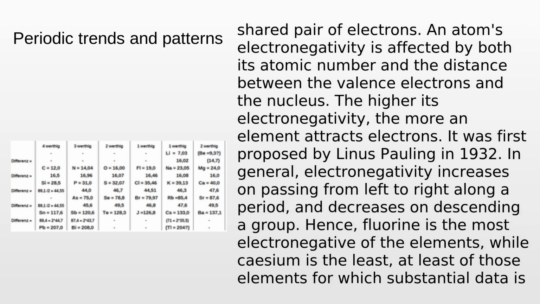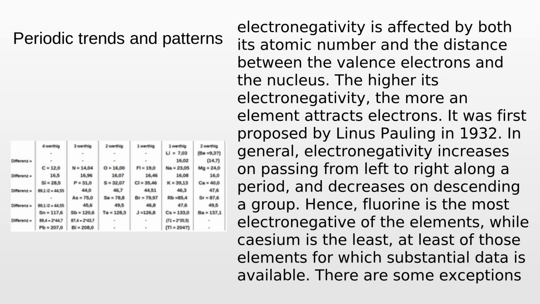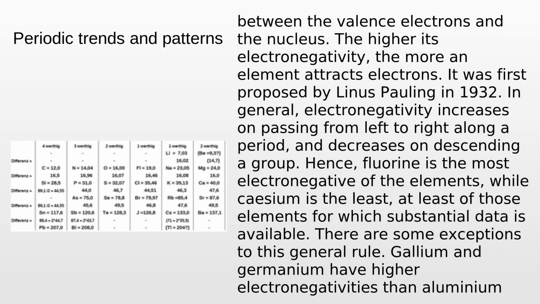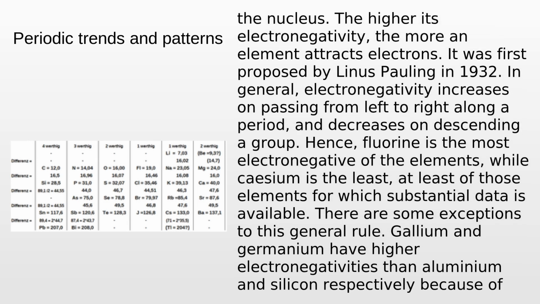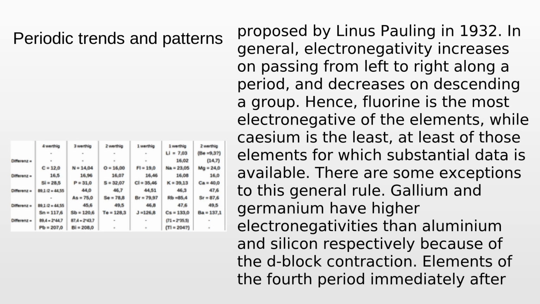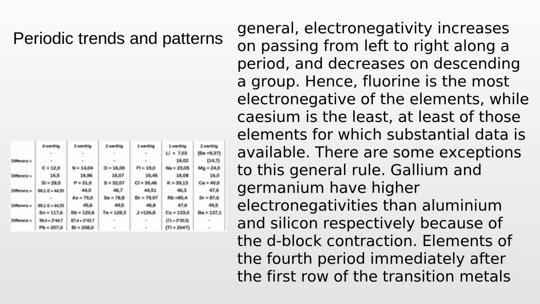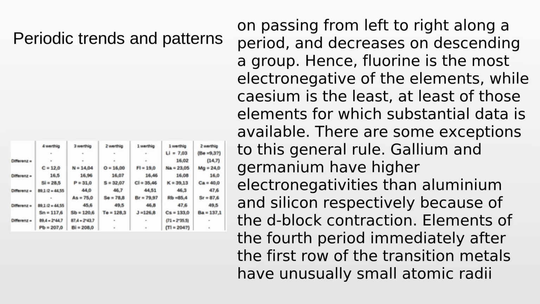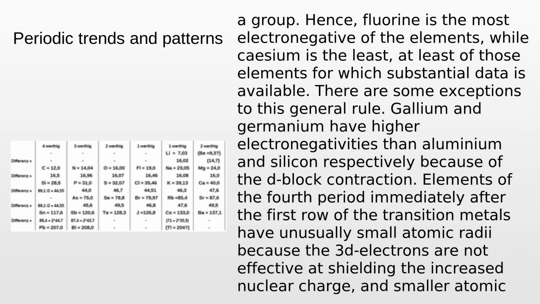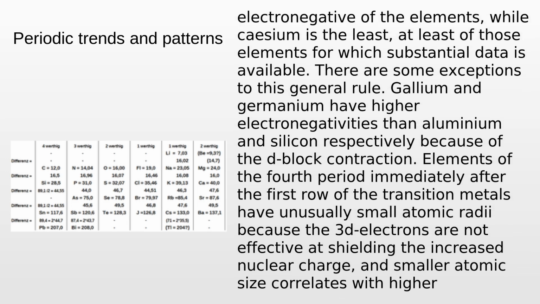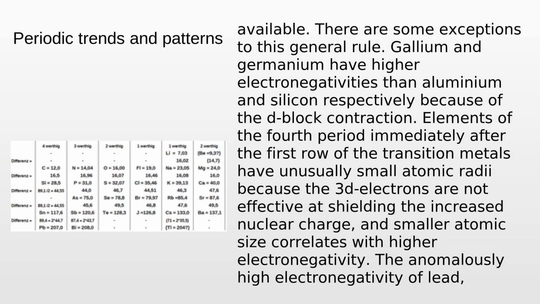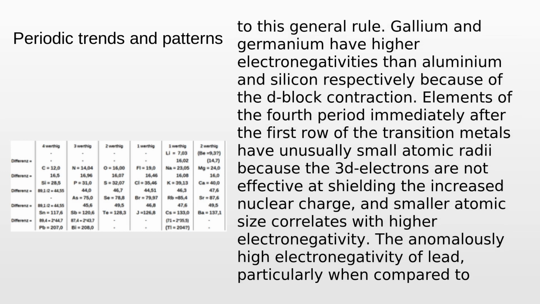Electronegativity is the tendency of an atom to attract a shared pair of electrons. An atom's electronegativity is affected by both its atomic number and the distance between its valence electrons and the nucleus. The higher its electronegativity, the more an element attracts electrons. It was first proposed by Linus Pauling in 1932. In general, electronegativity increases on passing from left to right along a period, and decreases on descending a group. Hence, fluorine is the most electronegative of the elements, while cesium is the least, at least of those elements for which substantial data is available. There are some exceptions to this general rule.